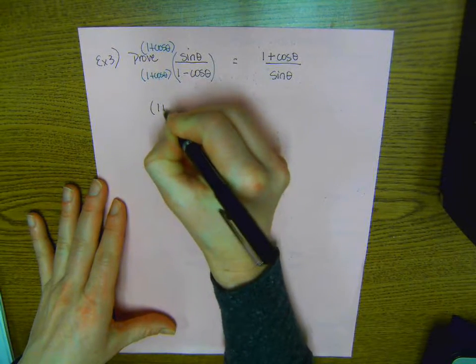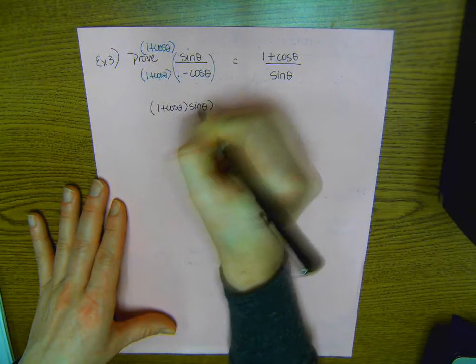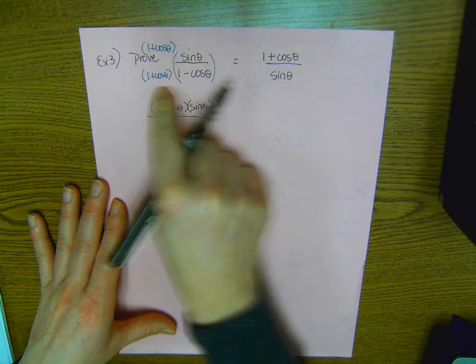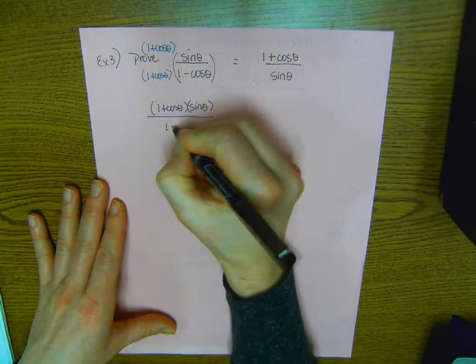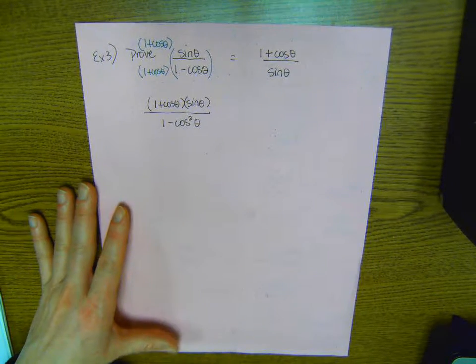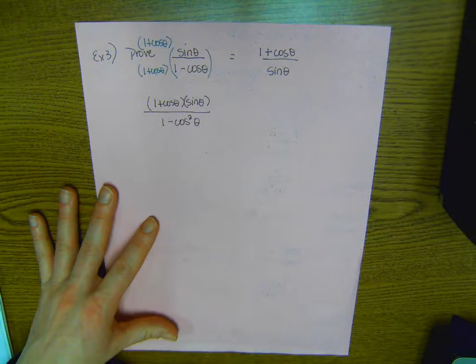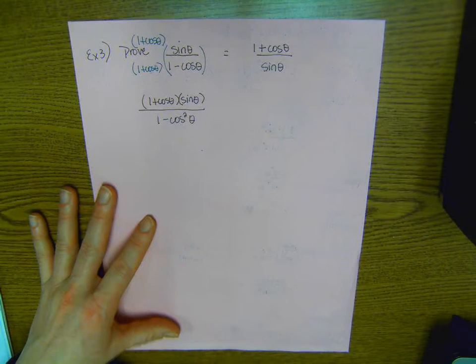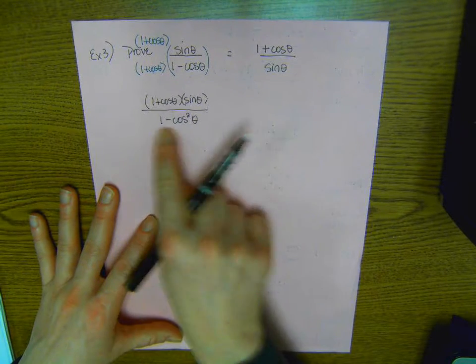I'm going to just write this. 1 plus cos theta times sine of theta is on the top, right? What's on the bottom? Remember our whole goal is to get a Pythagorean identity. Isn't it 1 minus cosine squared? Alright, so I haven't done anything except multiply the top and bottom of a fraction by the same expression. That's not trig. Now I'm going to use my Pythagorean identity. What is 1 minus cosine squared the same as?